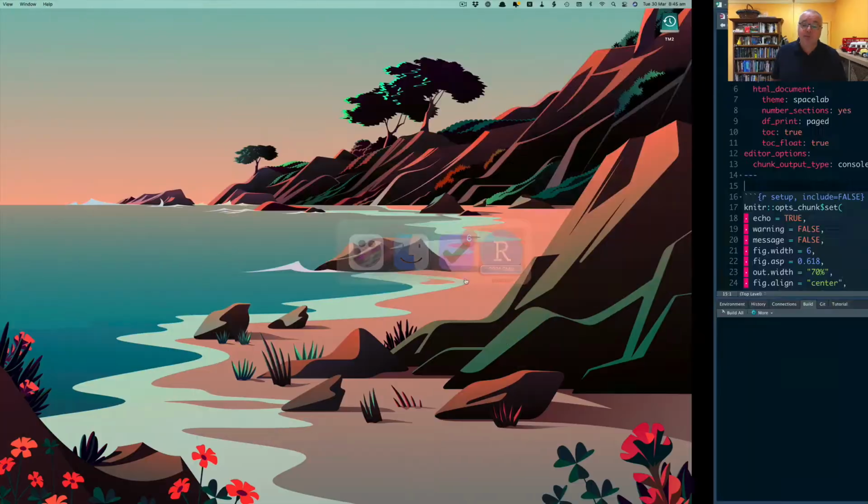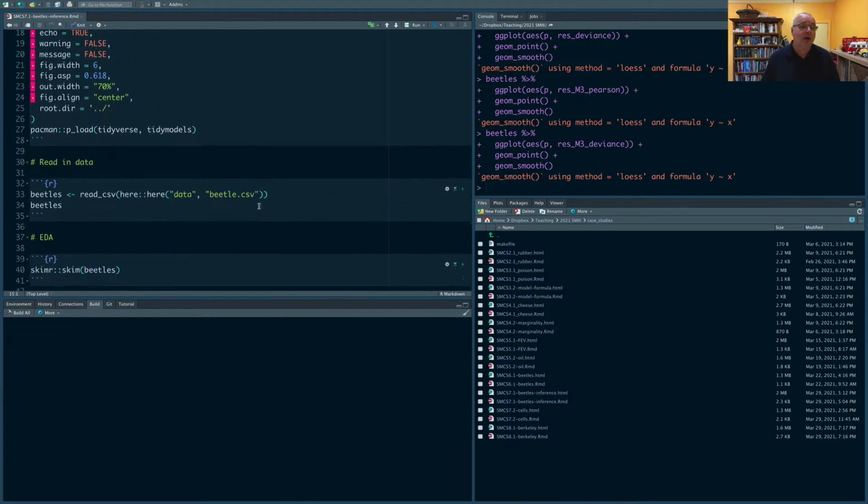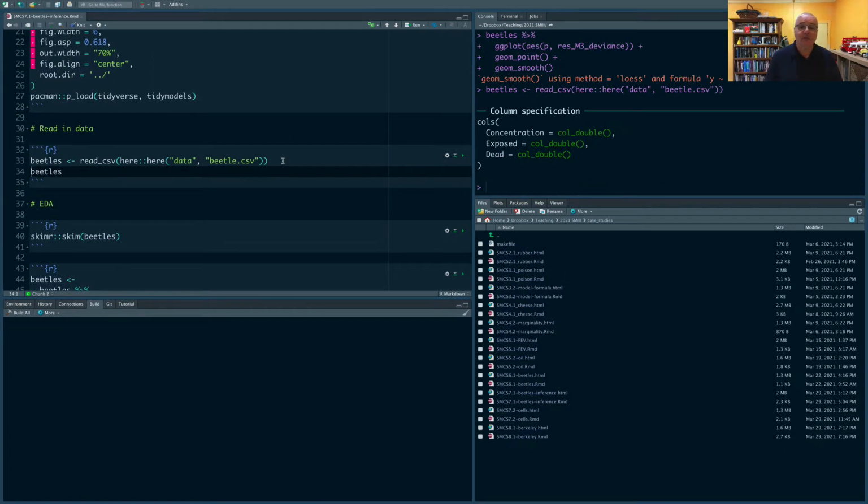Okay, so case study. This week we've been looking at inference for our logistic regression. So we're going to go back to the beetles data set and see if we can do some of that inference. So let's head over. Here we've got our beetles data. Let's read it in. That seems to be working well.